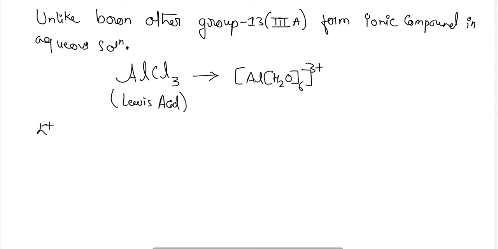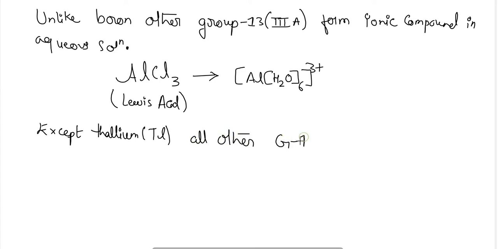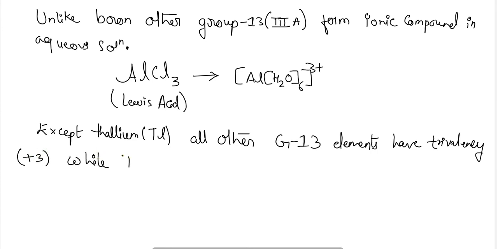Except thallium, all other group 13 elements have trivalency, meaning they have a plus 3 charge, while thallium compounds are more stable in plus 1. It is more stable in plus 1.